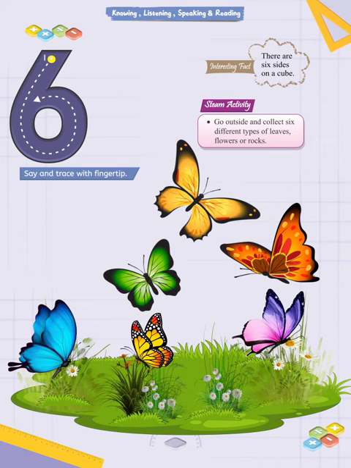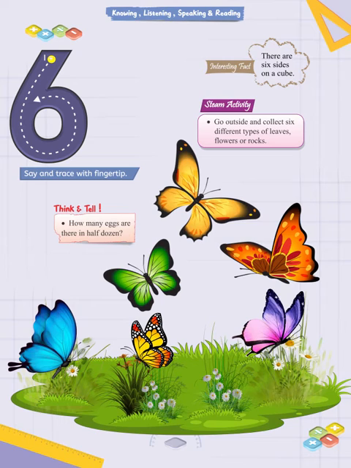STEAM activity. Go outside and collect 6 different types of leaves, flowers, or rocks. You may ask your teacher to lead you to the school lawn to complete this interesting activity. Be careful to avoid thorns while you are collecting leaves, rocks, and flowers.